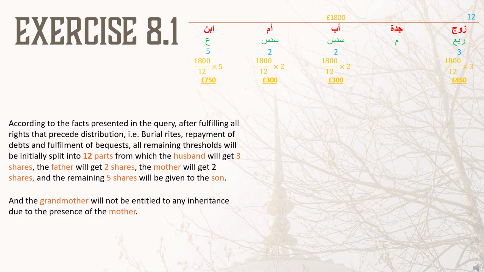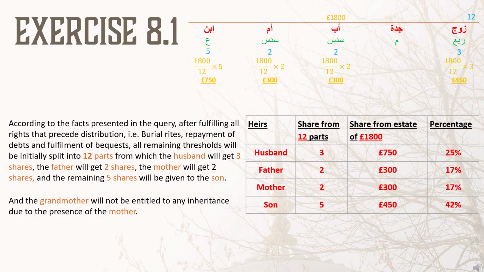And finally, we can also present our answer for the ease of the person asking in a table format. So you write down the heirs, you write down the shares that they get from the 12 parts and the amount of money they get from the £1,800, and you can also do the percentage for them. There's different ways to calculate the percentage. You can just do this, for example, for the husband, you could do the 750 divided by the £1,800 and then times it by 100. Or you could do the 3 parts out of the 12 base number and times that by 100. And inshallah, like this, you can give a formal reply.